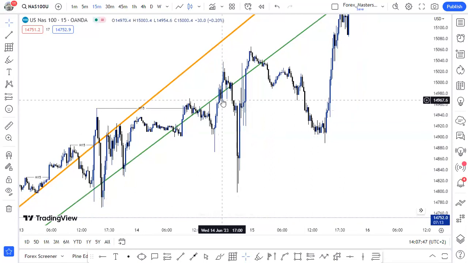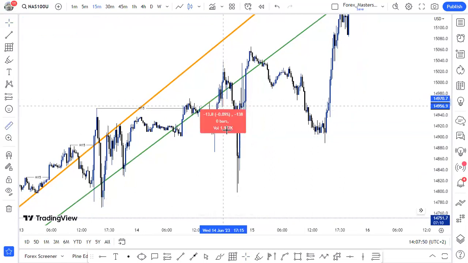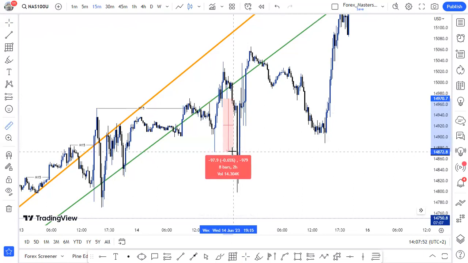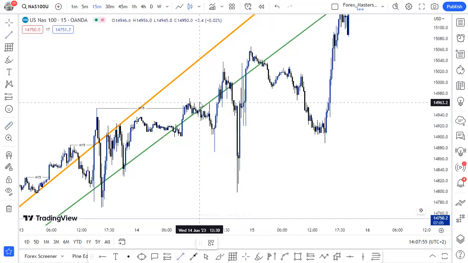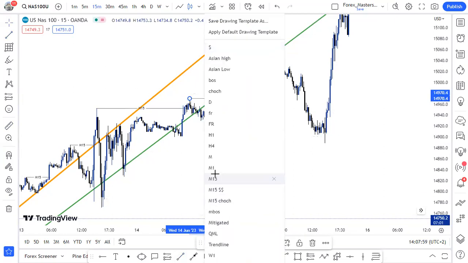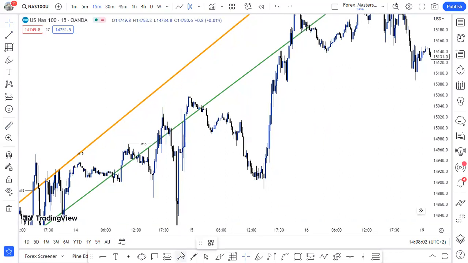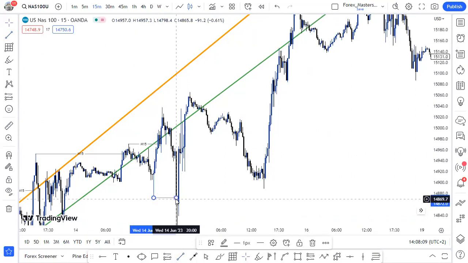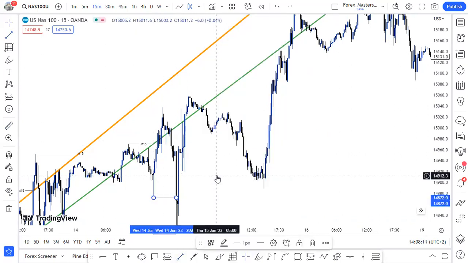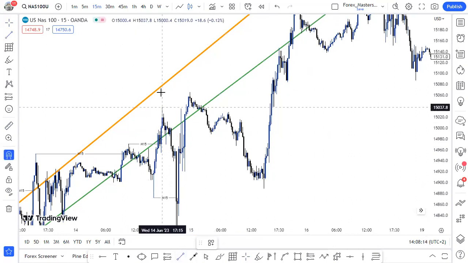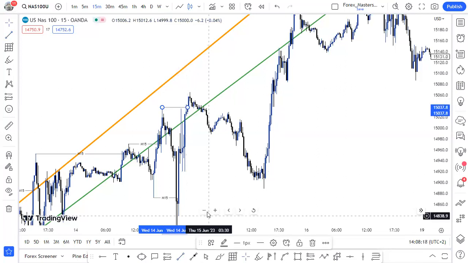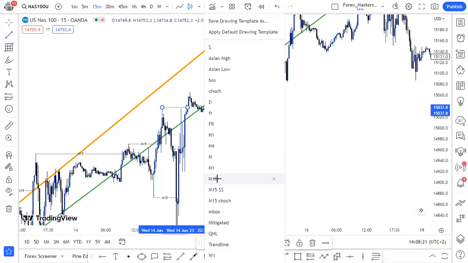Okay, so again, let's see what happens. This is M15 structure. M15 structure. And we continue. Right here, we became unconfirmed bearish. We became unconfirmed bearish. And again, we broke structure to the upside like that. Any questions so far? No.